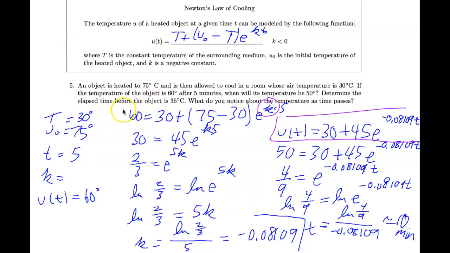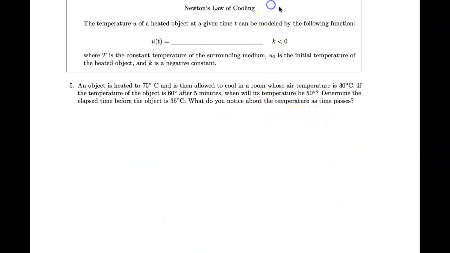There's a couple more questions. We want to determine the elapsed time before the object is 35 degrees. So we're going to do the same thing that we just did and replace 50 with 35. And then what we also want to do is, what do you notice about the temperature as time passes? So let's erase all this.